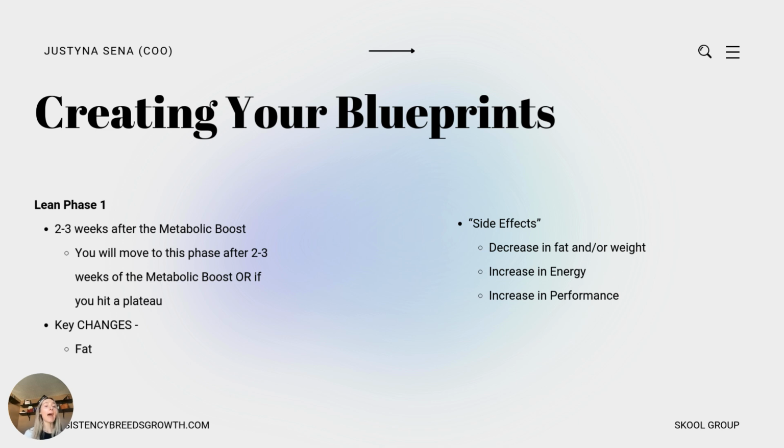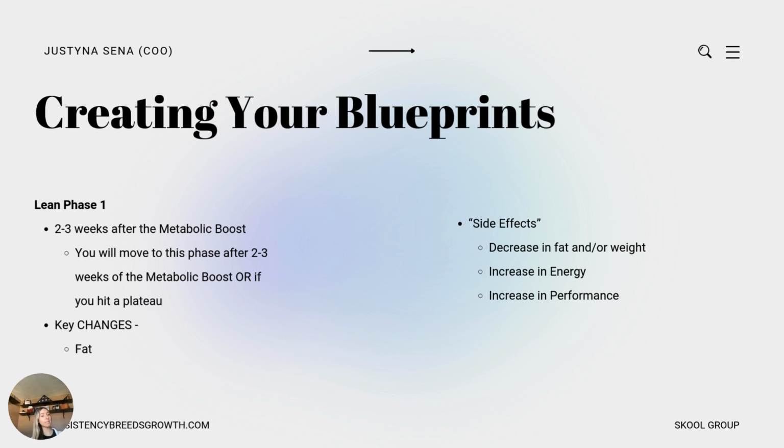Now, why do I have the "or if you hit a plateau"? The reason why I have that here is because some clients, believe it or not, see a lot of success in their metabolic boost. They lose all of the weight that they want to lose, so there's no need to make any more changes. If that is you, stay on that metabolic boost until you hit that plateau. What is a plateau? No more weight loss, no more fat loss in your progress pictures, or your energy is going bye-bye. If you get any of those plateau markers, you will head into this lean phase 1.